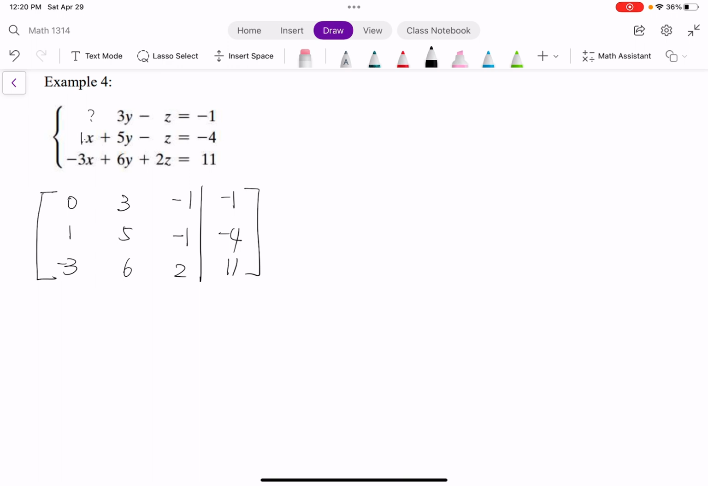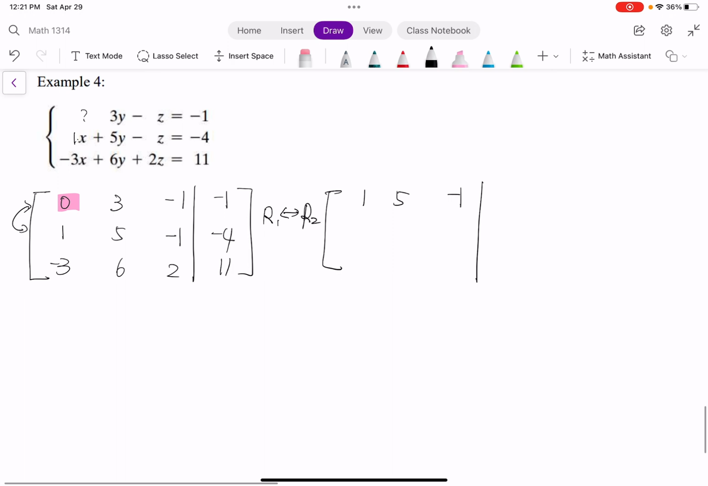Then how to do the first step? The first step said I need to convert the upper left element to 1. But 0 is not easy to make 1. So I can swap the first and the second row. I can interchange them. So R1 interchange with R2. I'm having 1, 5, -1, -4, 0, 3, -1, -1, -3, 6, 2, 11.